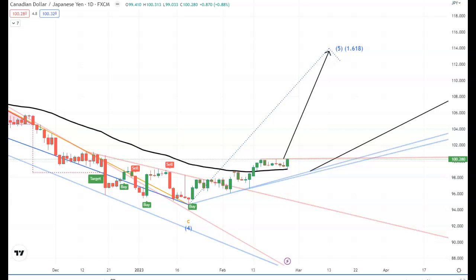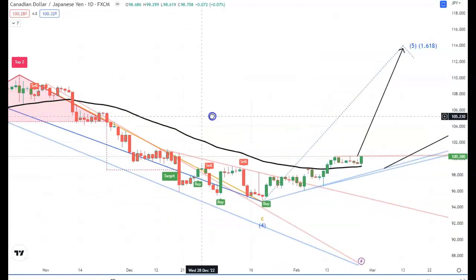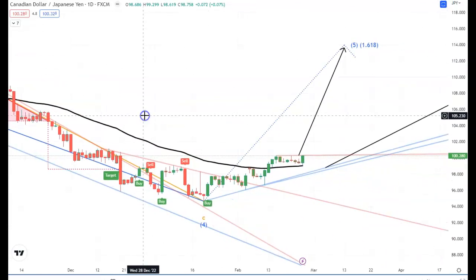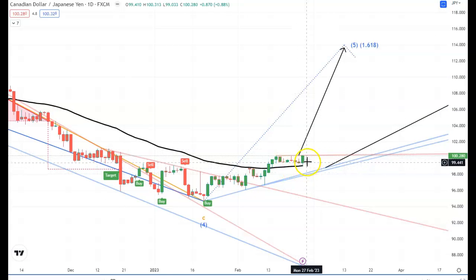So this is the Canadian yen. This is looking fantastic. So we've got a wave 4 scenario going on after a double top. So this is now completed. Now above the 50-day moving average. You can see there is a resistance line there, but it's very, very close, guys.